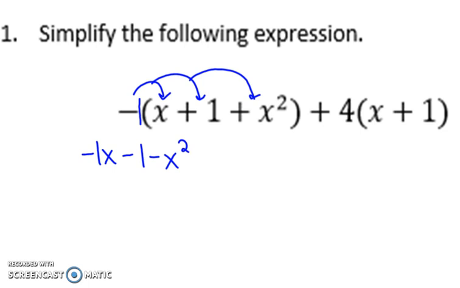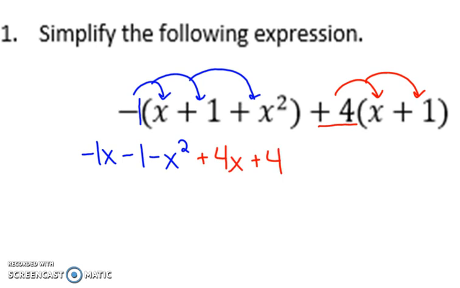I'm going to do the same thing for the second set of parentheses, but if you notice, there's a 4 out in front this time, and it's a +4, so we're going to distribute a +4 to both terms inside the parentheses. Again, every term in that parenthesis, but only that parenthesis, gets it. So +4 times x is +4x, and +4 times +1 is +4.